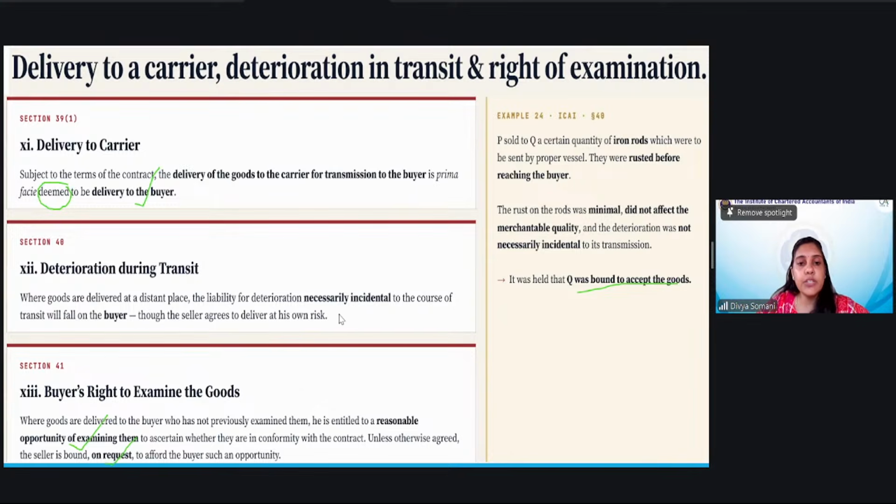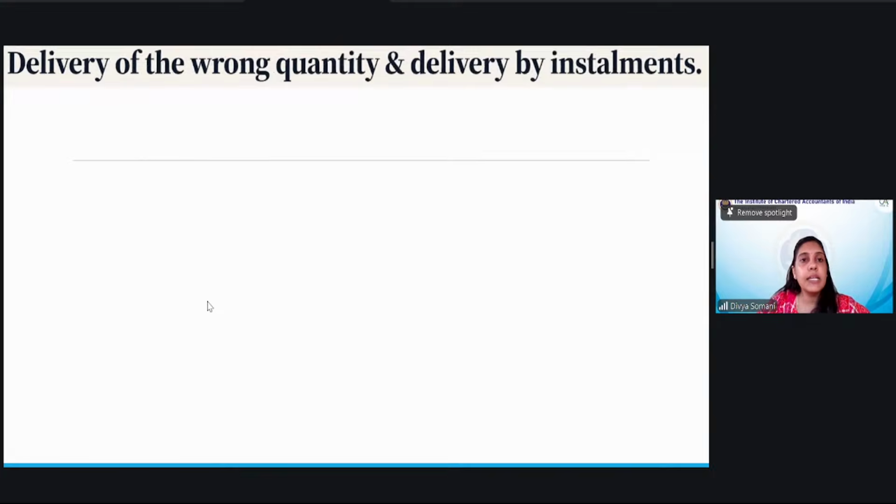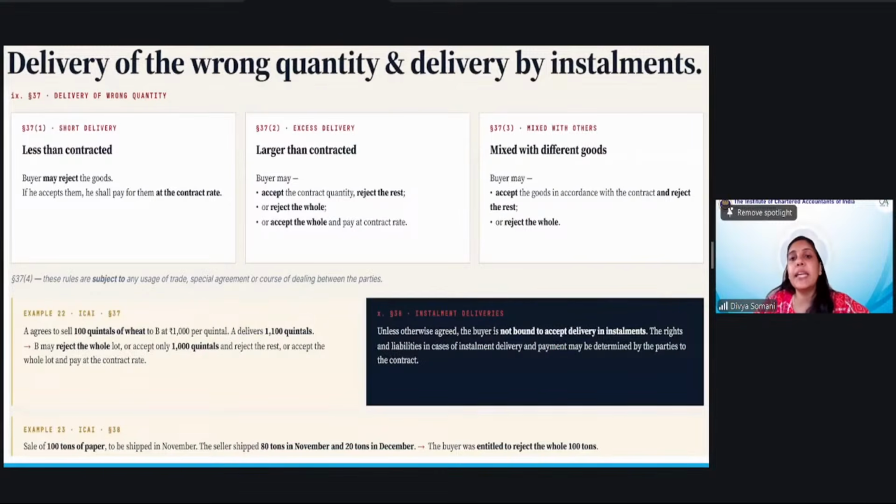Are there any questions? Let me quickly check the delivery of wrong quantity. Yeah, that will come in the next slide, I guess. Delivery of wrong quantity is there in the next slide. Just wait for that. Let me move on to the next slide, and then we can take that up. Delivery of wrong quantity and delivery by installments. These are the two things we have to discuss.